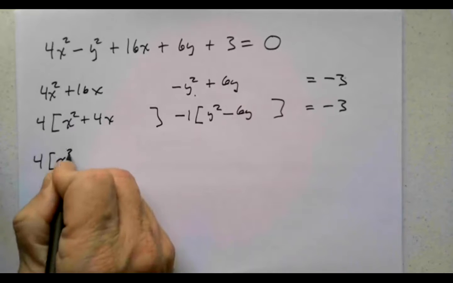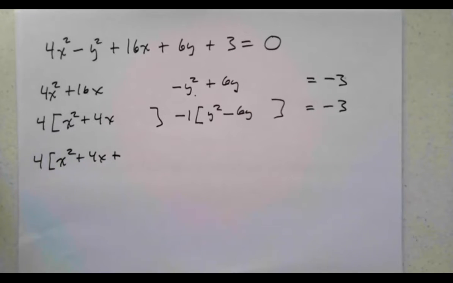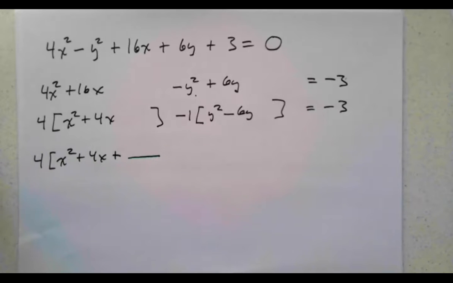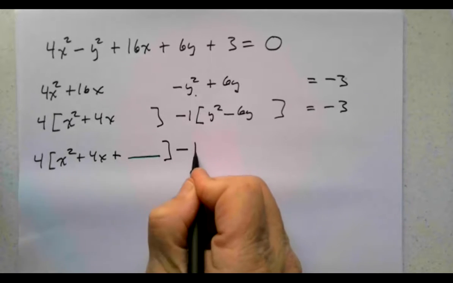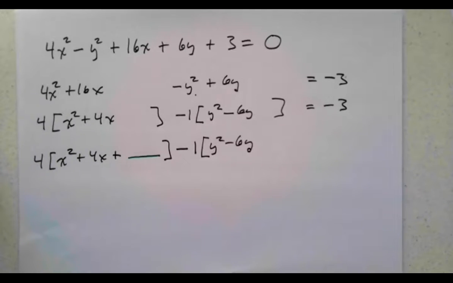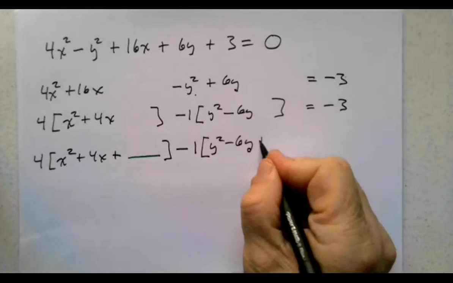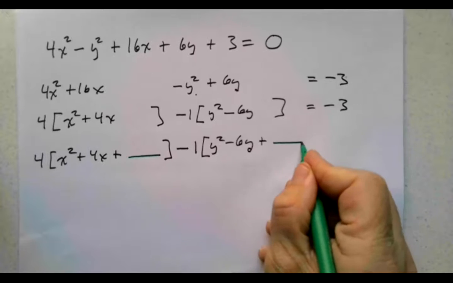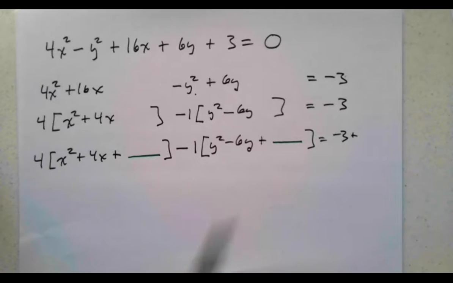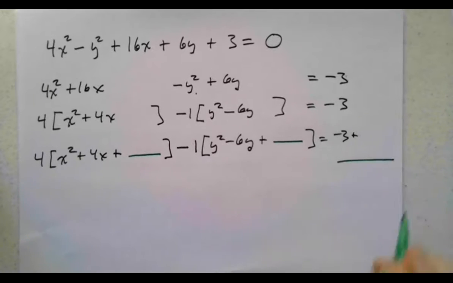So 4 times x squared plus 4x plus something. We're going to add some number in there to complete the square. Minus 1 times y squared minus 6y plus something is going to equal -3 plus something. And we've got to figure out what those somethings are. Well, how do we do that?